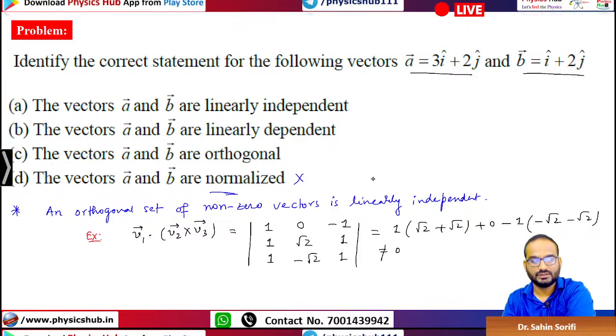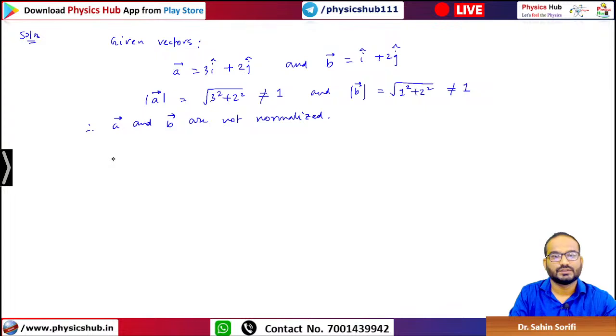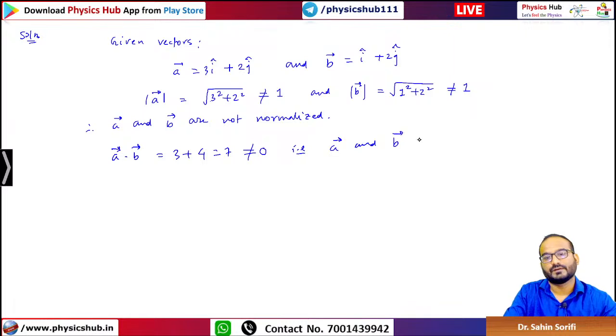Orthogonal, you can check. They are not orthogonal actually. If you take the dot product to check orthogonality, the dot product is 3 plus 4, that is 7. That is not equal to 0. So A and B are not orthogonal. So this is the first problem. That is why I am showing you how to do each thing.